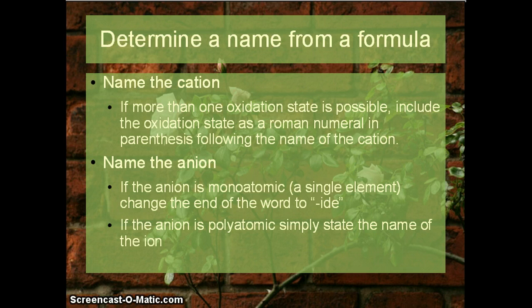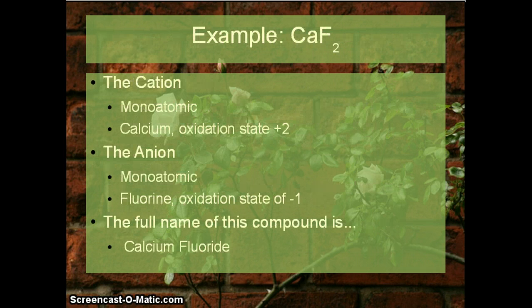The anion may be either monoatomic or polyatomic. If it is monoatomic, change the end of the word to "ide". If it is polyatomic, simply state the name of the ion. Now we will take a look at several examples.